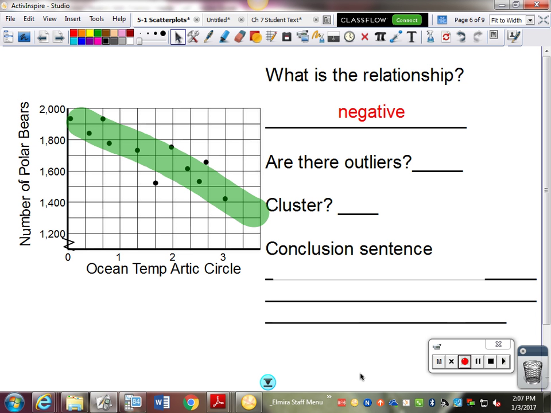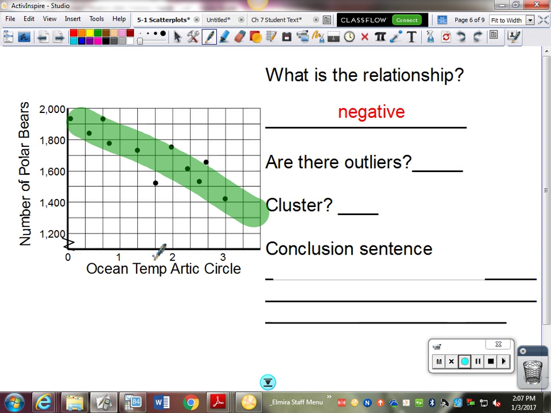Are there any outliers? Okay, guys, we got to talk about outliers. Outliers, okay, this dot right here that I'm pointing at, I'm going to highlight it so it shows up in pink, okay? It is really tempting to say, yeah, it's an outlier because it doesn't fit in the green zone. Well, no, it's still pretty close to the green zone, okay? So it is not an outlier at all, okay?